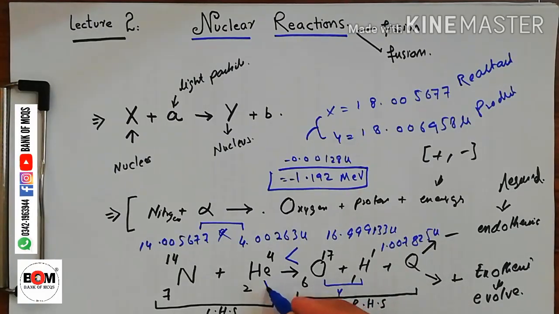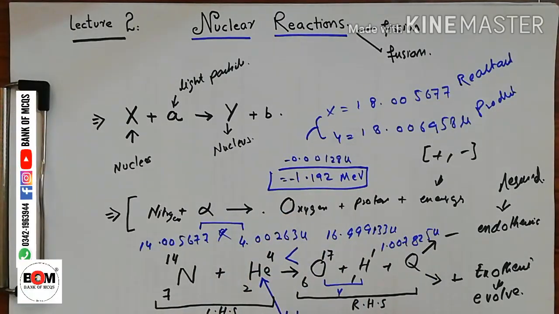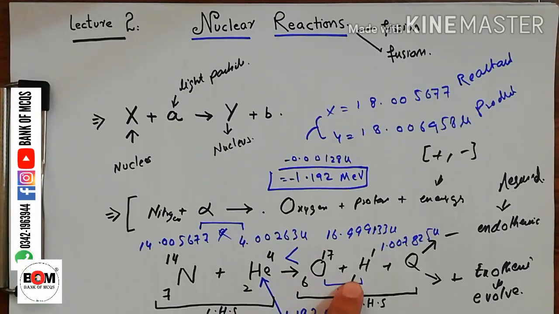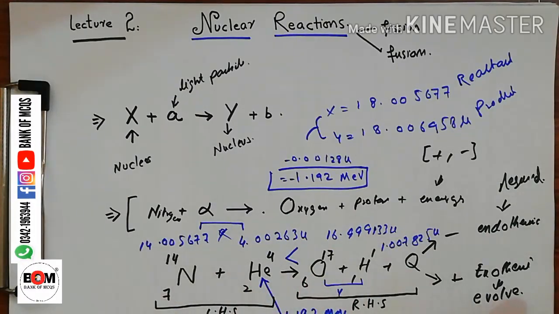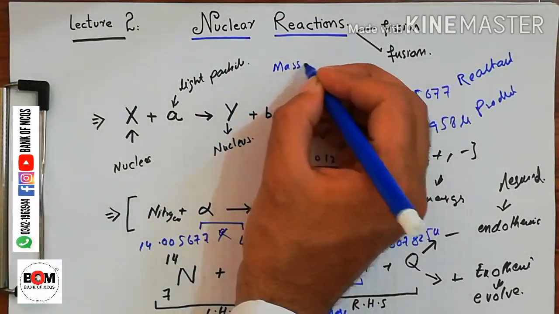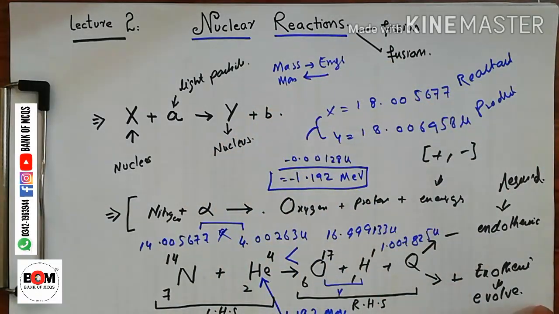So the helium atom must have 1.192 mega electron volts of energy for this reaction to occur. If the kinetic energy of the alpha particle is less than 1.192, this reaction will not take place, because that energy is needed to be converted into the masses of oxygen and hydrogen, so no reaction will take place. So in a nuclear reaction, mass is converted into energy, or energy is converted into mass. This is the nuclear reaction.